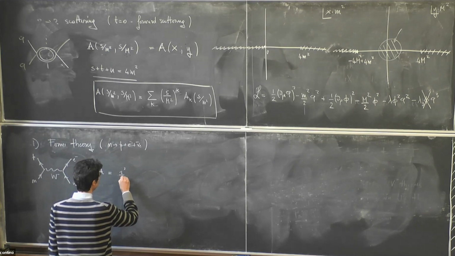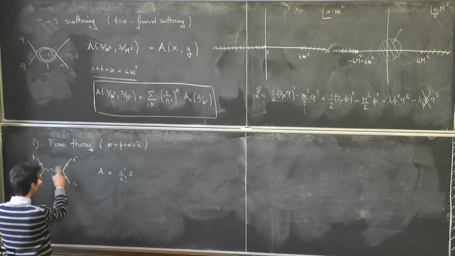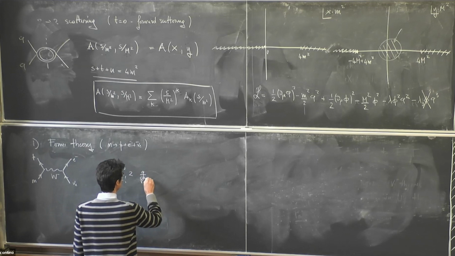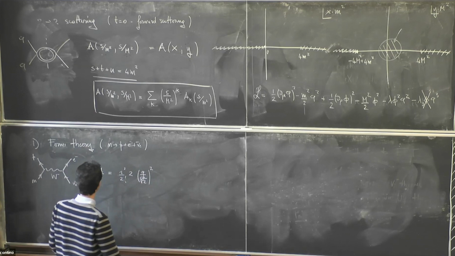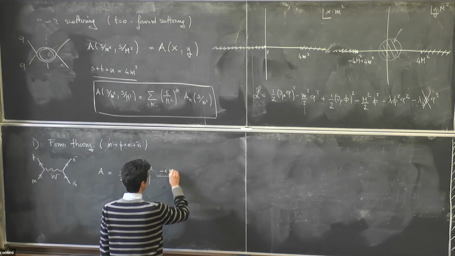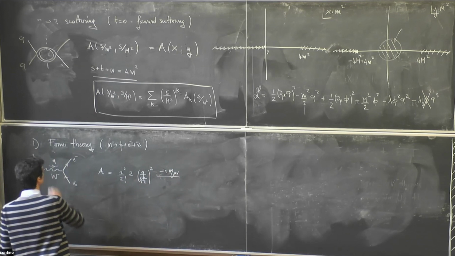There will be second order perturbation theory. I think that there should be a combinatorial factor 2. Then for each vertex there will be a coupling. So here the W has a coupling g, but that's 2. Then there will be the propagator for the W, that's all the momentum flowing through the W line.